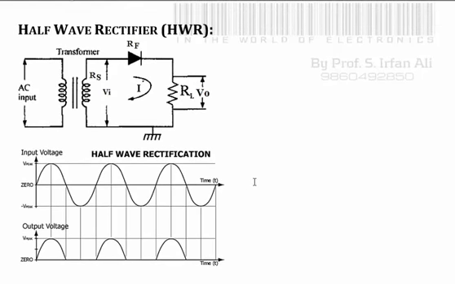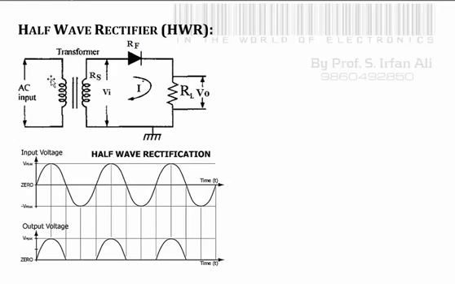So when you are asked to explain the working of this half wave rectifier, you have to explain two cases. Case 1 will be the positive half cycle and case 2 will be the negative half cycle. In the positive half cycle, you have to explain that the current will flow from the top of the secondary to the diode, from the diode to RL, and from RL to the lower side of the secondary. In this case, the diode will be forward biased because positive is connected to the anode.